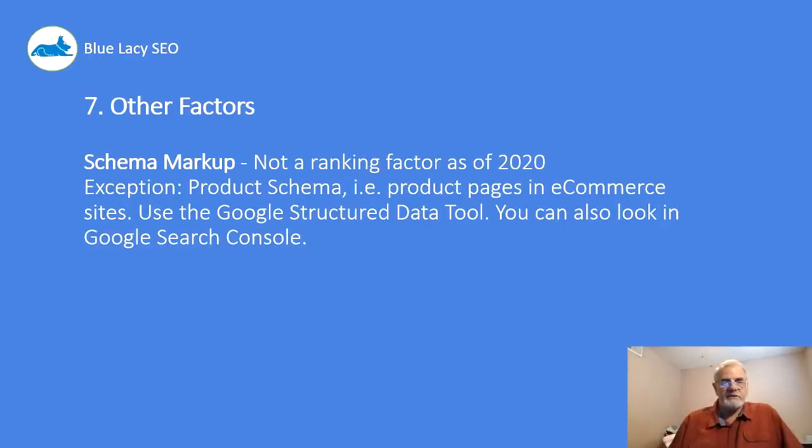Here's some other factors. Schema markup. It's not a ranking factor as of 2020. It may be in the future, I don't know. The exception being product schema. There's all types of schemas. In other words, product pages and e-commerce sites. You can use the Google structured data tool to check on your structured data. You can also look in Search Console. I don't have access to this company's Search Console.